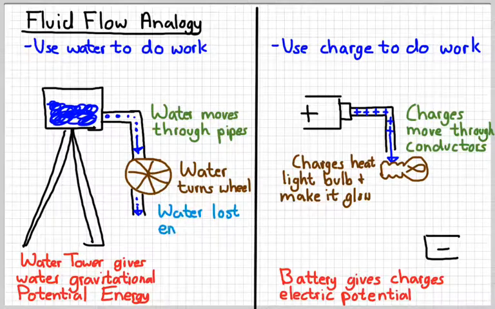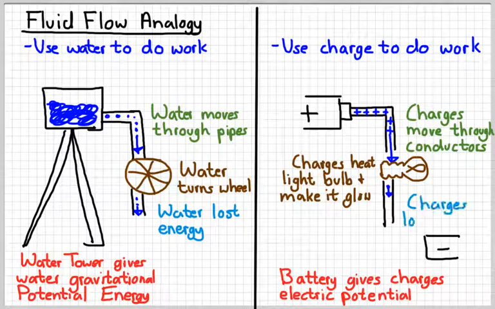Now, as the water goes through the water wheel, it's going to lose some energy. Basically, it's going to slow it down. Just like as the charges move through the light bulb, they're going to lose energy.